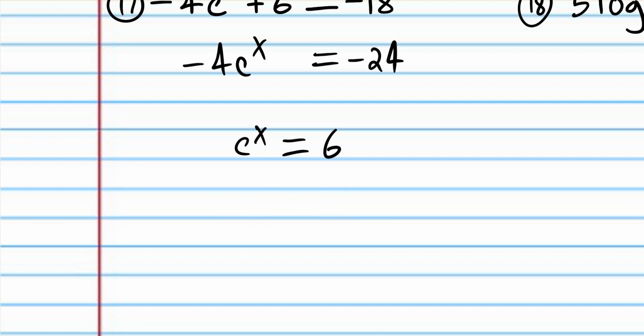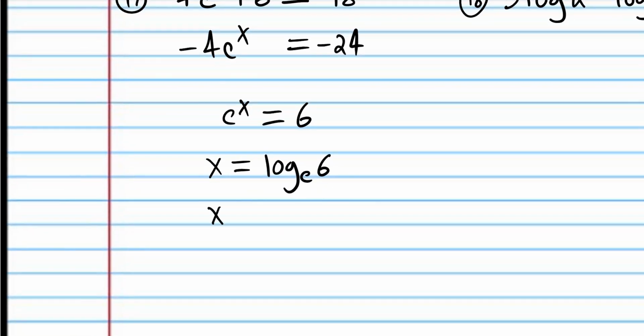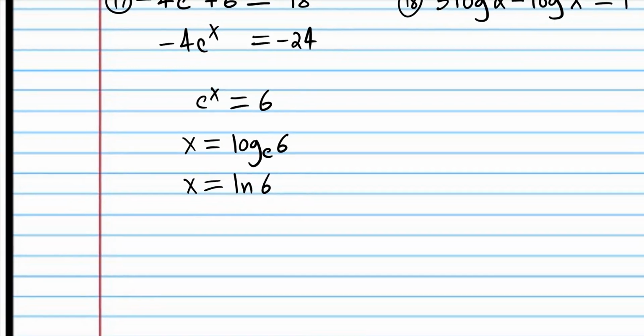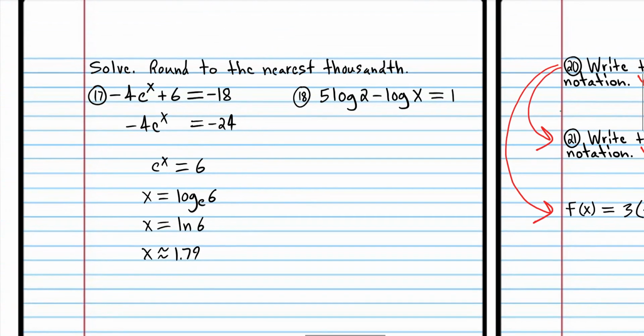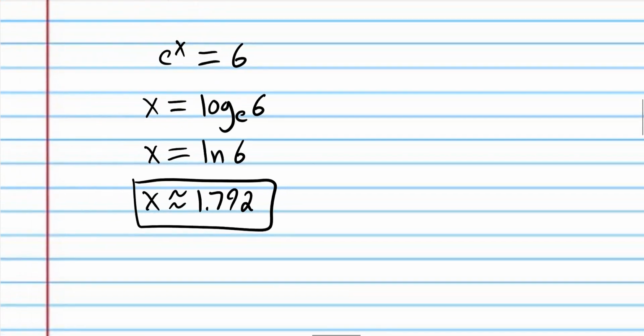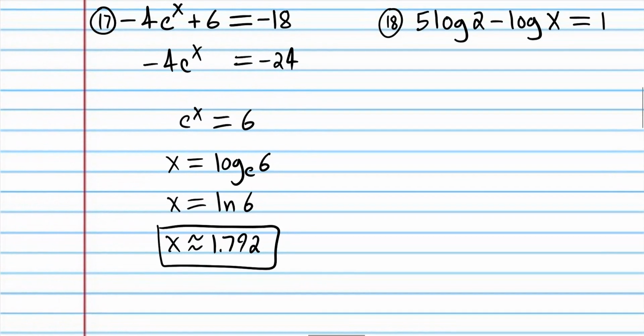So what do we tell the calculator? Well, we tell the calculator log base e of 6, but this is a special case where you have base e, so we're going to press that button ln. So ln 6 is equal to approximately 1.79, and it says round to the nearest thousandth, so 1.792. If you got that one right, perfect.